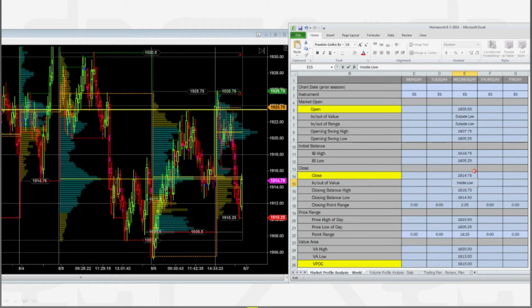Then I do the overall swing for the day, and here's the way I use this information. So the overall range of the day was 18.25 points. The IB itself was 13.5 points, which means that after the first hour of trade, all the buyers could muster was another 5 points, almost 5 points. So after 13 and a half points in the first hour, they could only get price another 5 points, 4 3/4, whatever that comes out to be, for the rest of the day.